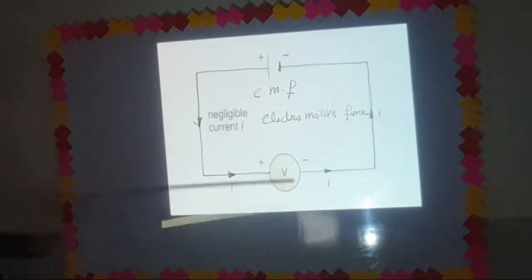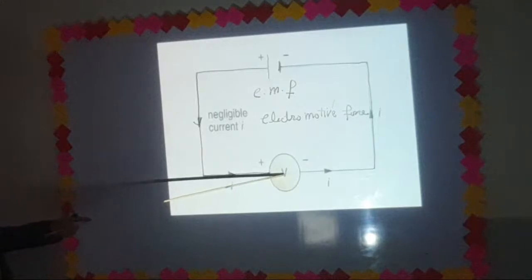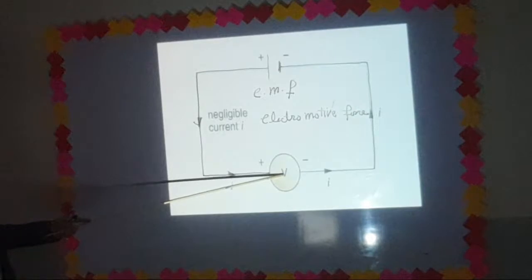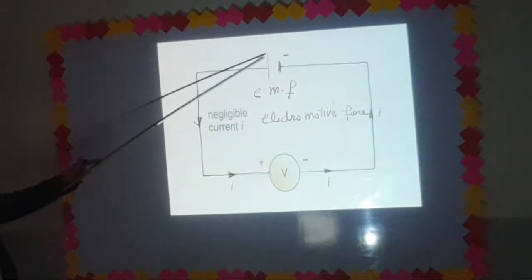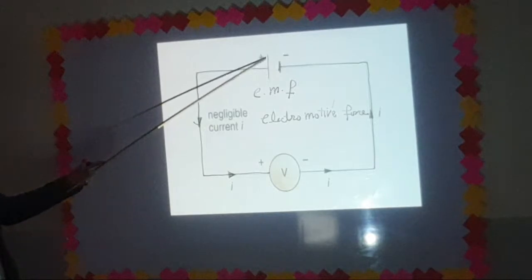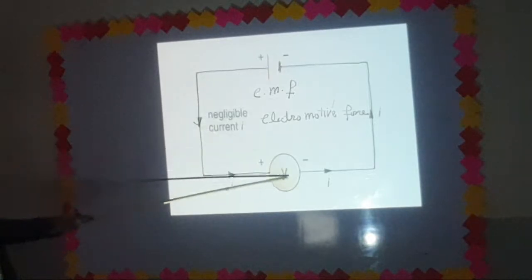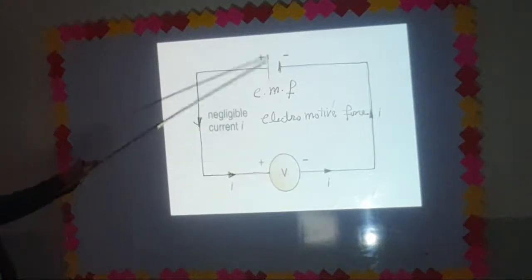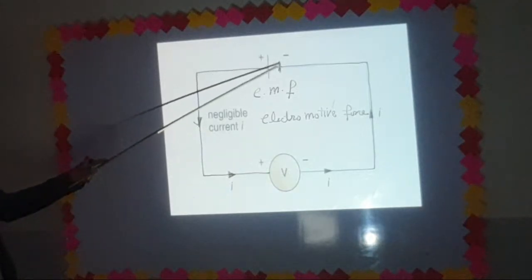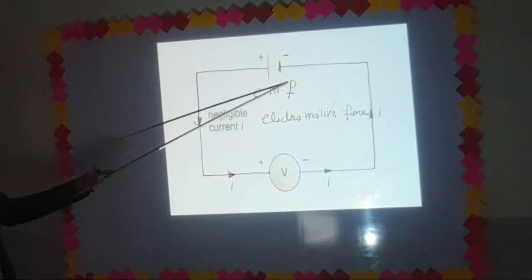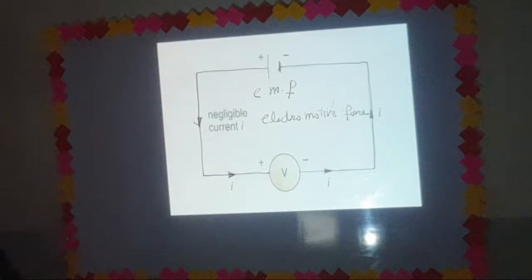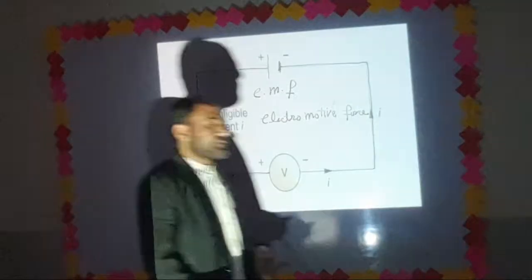If you want to measure potential difference between 2 points, then the voltmeter is connected in parallel. But if you want to measure potential difference between the positive and negative terminal of the battery, you have to connect the voltmeter directly. In this way, you can measure the voltage of the battery. So that is named as EMF, electromotive force. We will discuss it in detail in the next lecture. Note it.